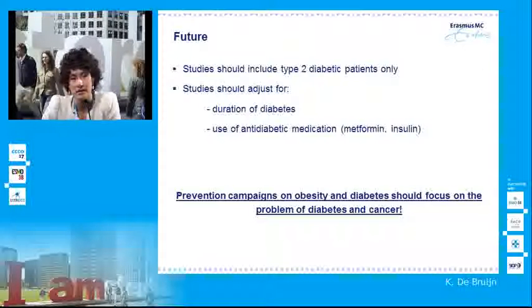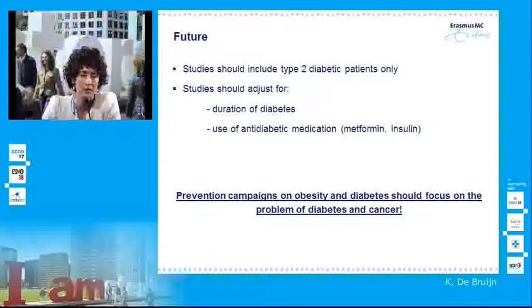Next to this, use of anti-diabetic medication is really important. There are certain types of medication, like metformin or insulin. Metformin, in some studies, shows to be protective for cancer risk, and insulin is said to increase the risk even more. So future studies should really take the use of the different types of medication into account.